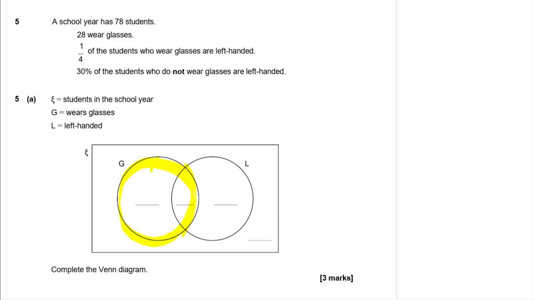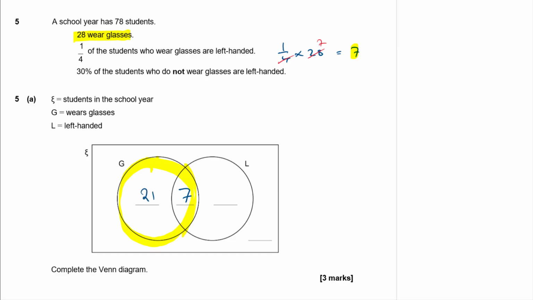We need to start really in the middle of this diagram. That's the best place to start. So a quarter of the students who wear glasses are left-handed. Okay, so that's helpful. So what is a quarter of 28? So 1/4 of 28. So 4s go into 28 7 times, don't they? So that's 7. 7 students who wear glasses are left-handed. So now we've got a number that we can actually put in. That means that number in the center there must be 7. Okay, and then because we know 28 wear glasses altogether, and we've already accounted for 7 of them, that means the other 21 must be in this part here.